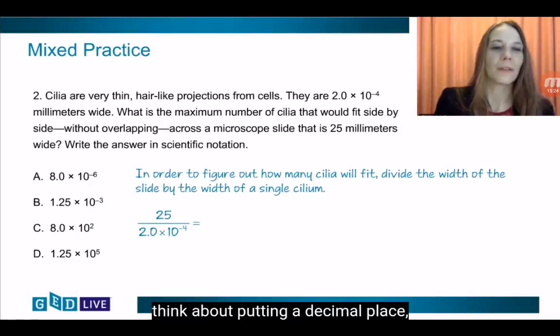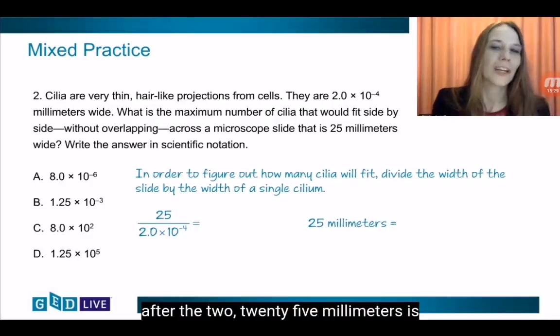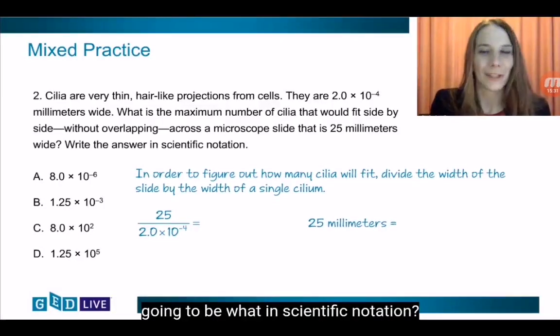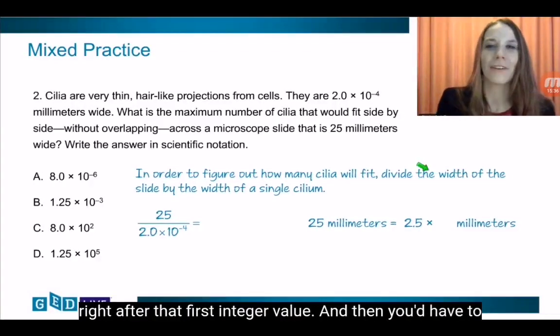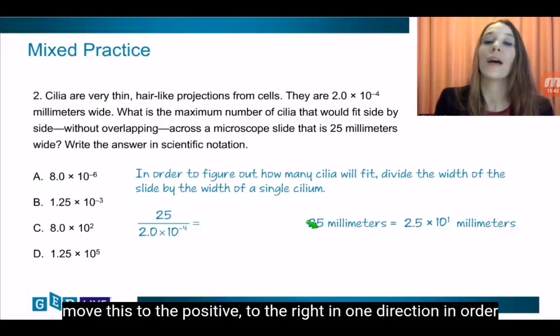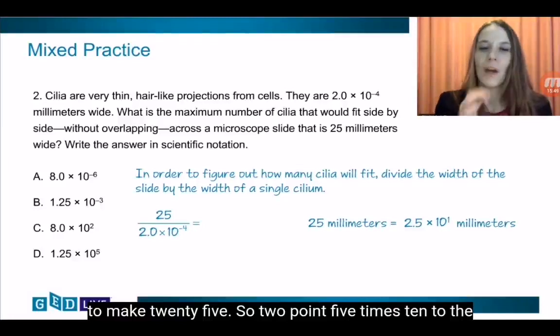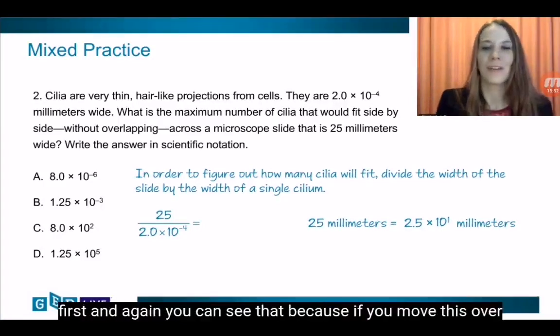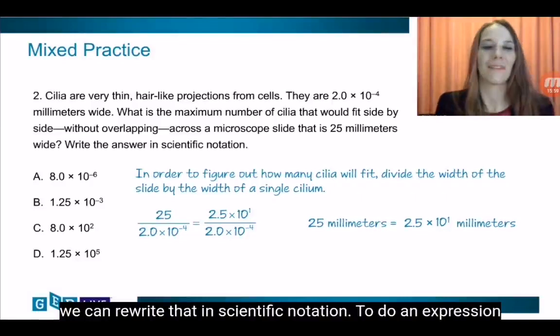So if you think about putting a decimal place after the 2, 25 millimeters in scientific notation is going to be 2.5, again, putting that decimal place right after that first integer value. And then you'd have to move it to the right in one direction in order to make 25. So 2.5 times 10 to the first. And you can see that because if you move this over 1 to the right, you get 25 millimeters. So now we can rewrite that in scientific notation.